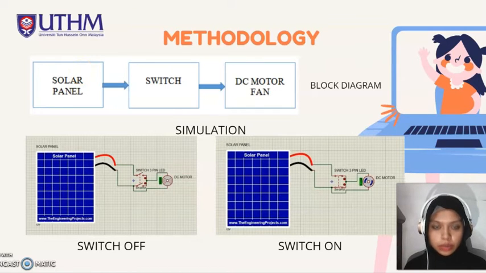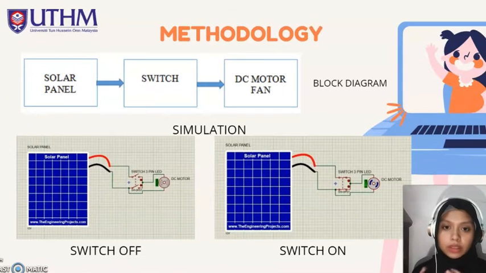I, Magdalene, will explain about this chapter. This chapter is about the working system of the product. Firstly, I will be explaining about the block diagram. The first block is solar panel. Solar panel is about generating the sunlight energy to electricity. The second one is the switch functioning as on and off. And the third one is DC motor as the output.